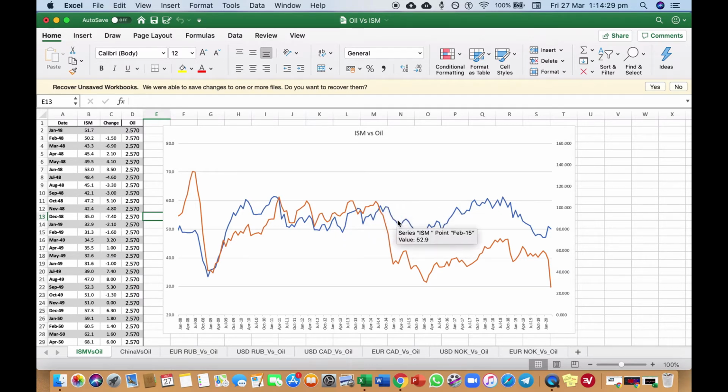And again, ISM manufacturing starts to slow from its peak. So again, we looked at troughs. So when the ISM manufacturing troughs, this shows growth is now starting.